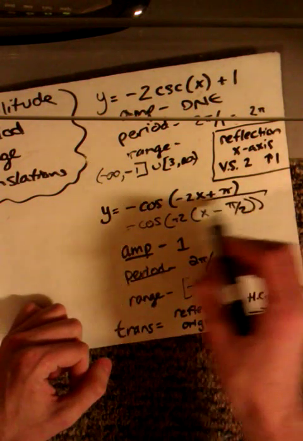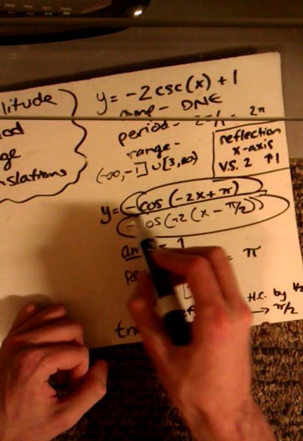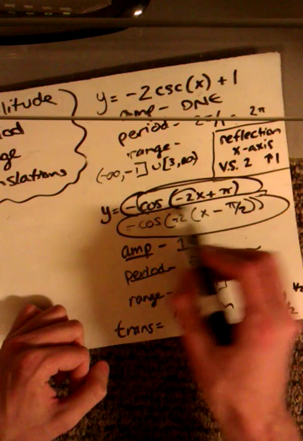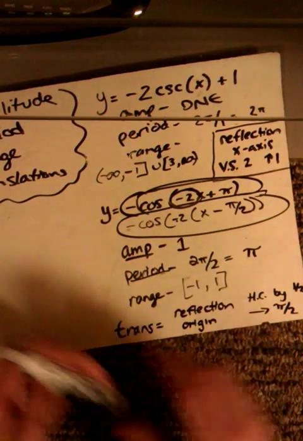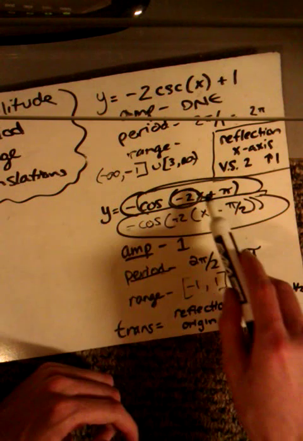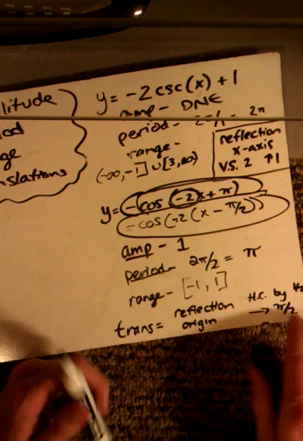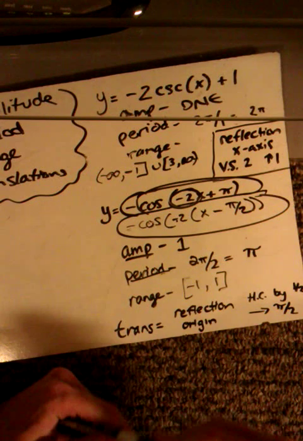So be really careful that you actually do factor out whatever that number is in front. In this case we had a negative 2. Be sure you factor that out, otherwise it'll mess up your shift here. You're not actually shifting to the left pi at all. You're shifting to the right pi over 2. So it's really important to catch.